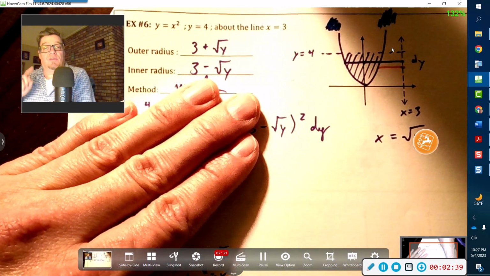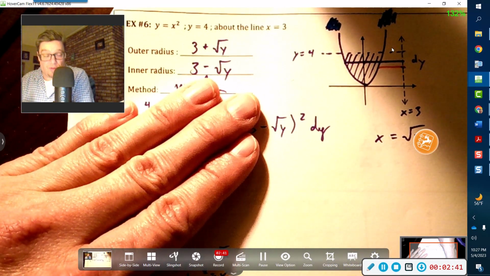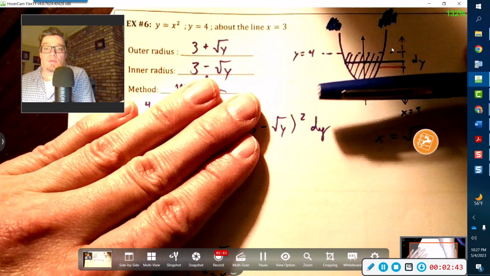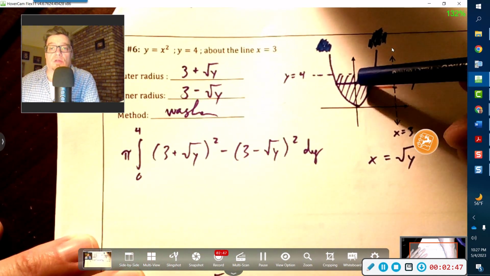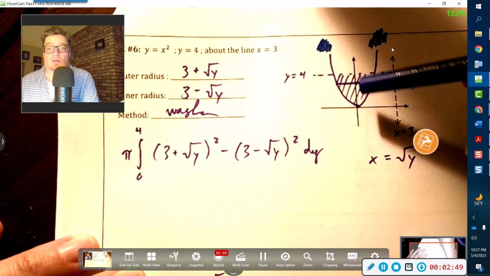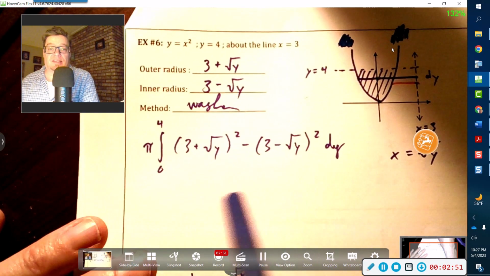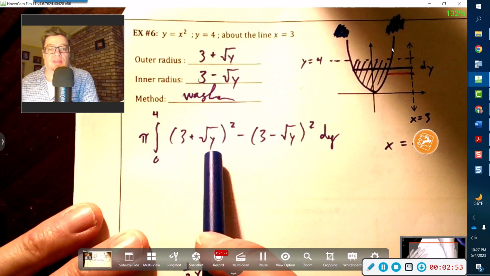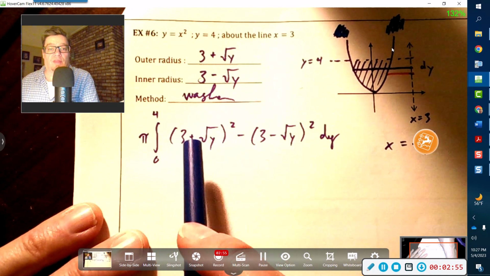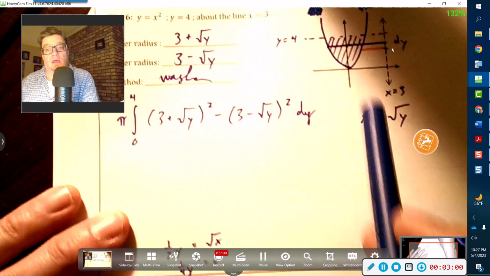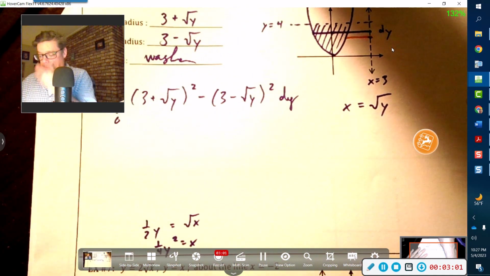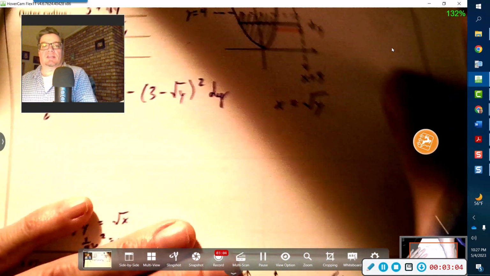Now if you get this, you've pretty much got it made. You just have to remember that you got to keep your orientation here. So you're going from 0 to 4, and you're just going to slice those, making sure that you get the formula for the outer ring, subtracting the formula for the inner ring. There's our pi, and calculate. Okay. All right. So the next one.